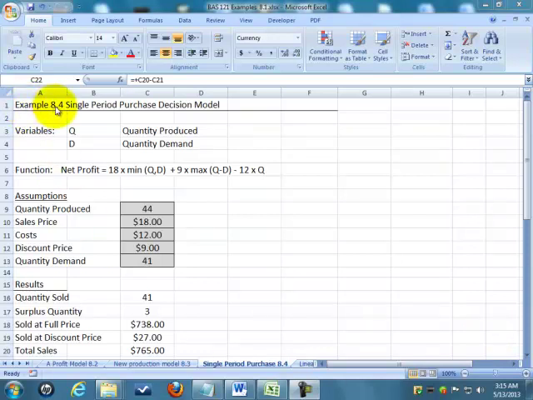We're going to go through example 8.4, a single period purchasing decision model. You can follow along in the book. It gives us the following variables.